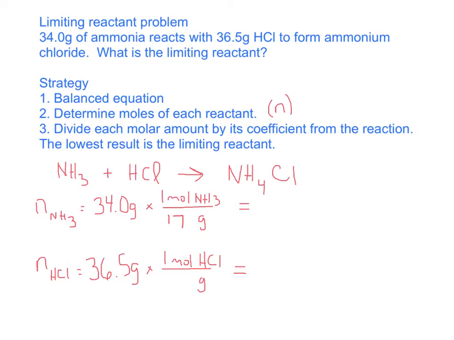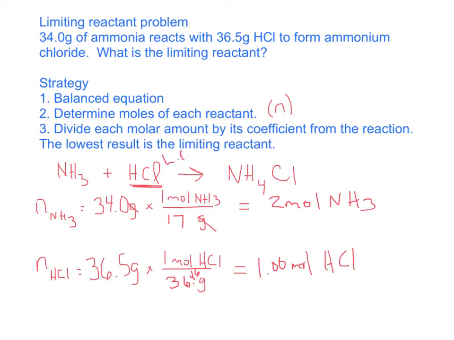And this would be what? 36.45. We'll just say 36.46 if you want. All right, we'll take it to the hundredths, 36.46 grams. So 34 divided by 17 is 2, so we have 2 moles of NH3. And because the grams divide out, we have 1.00 moles of HCl. So in this reaction, I would say hydrochloric acid is our limiting reactant.